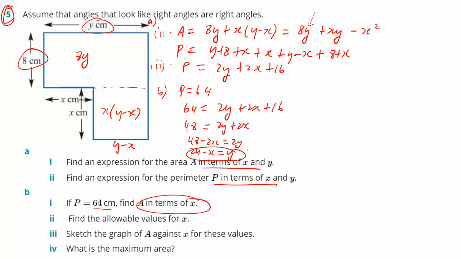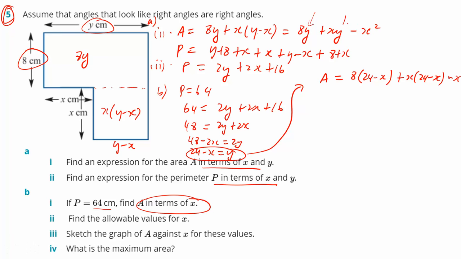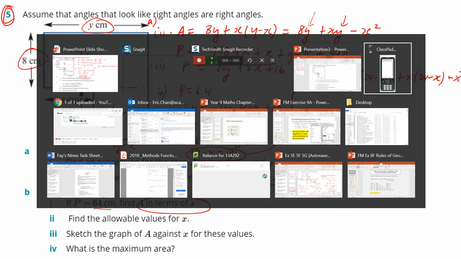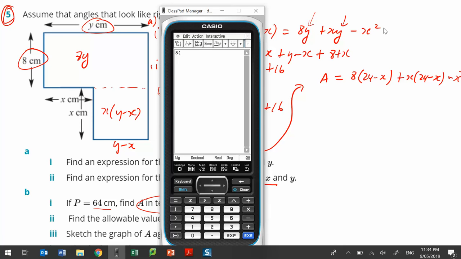Okay. So I'm going to now substitute this into the area formula. For every y, we've got 24 minus x in place of it. So what I've done is simply replaced all y's with 24 minus x. Now I've got an equation in terms of x, which is great. That's what I want. Now the trick is you can expand this by hand or just use the calculator to expand for you. Because remember, this is a SAC, so you can use the calculator.